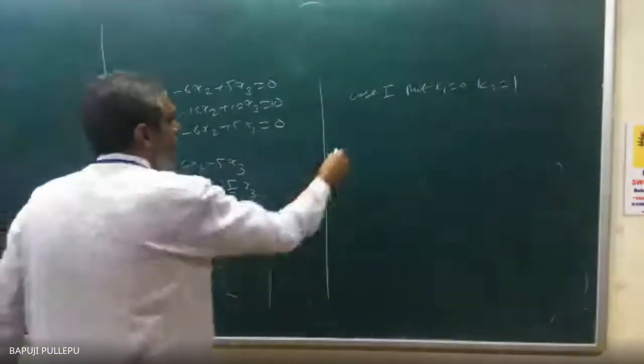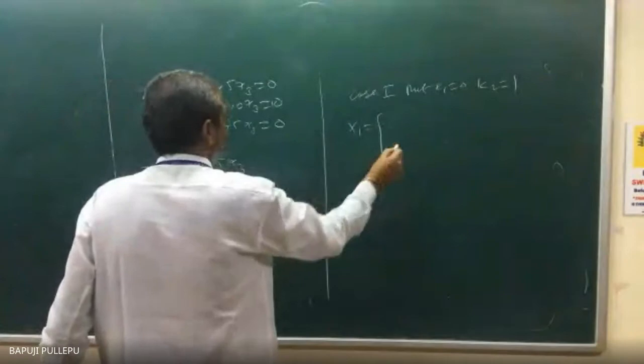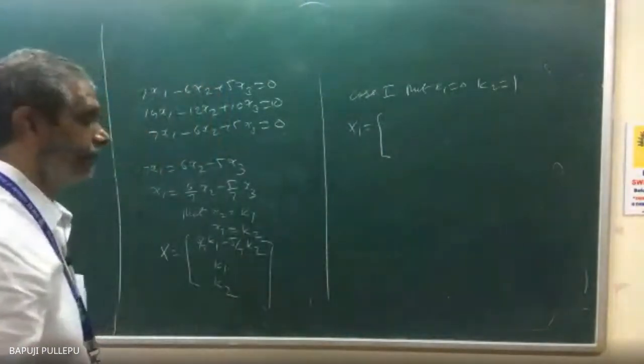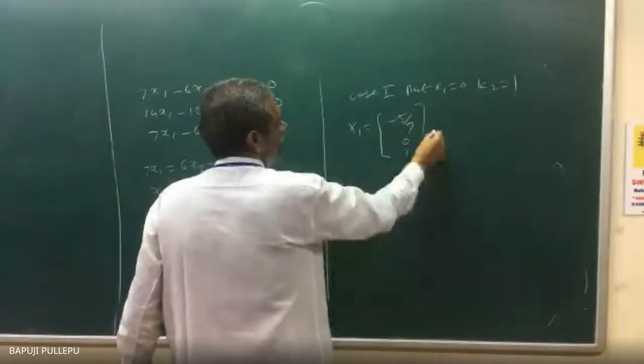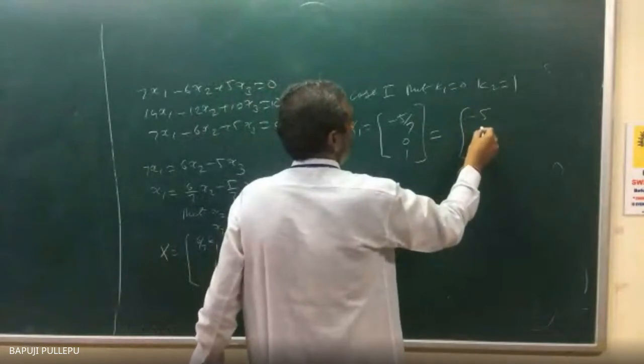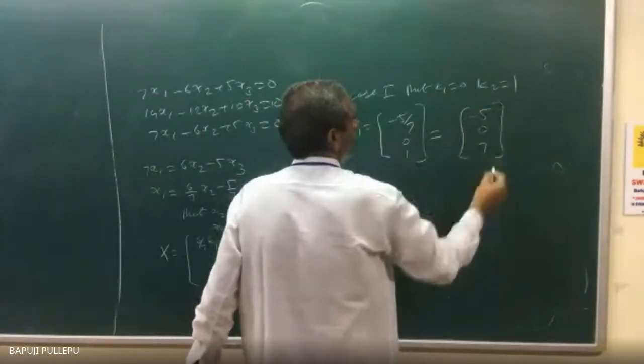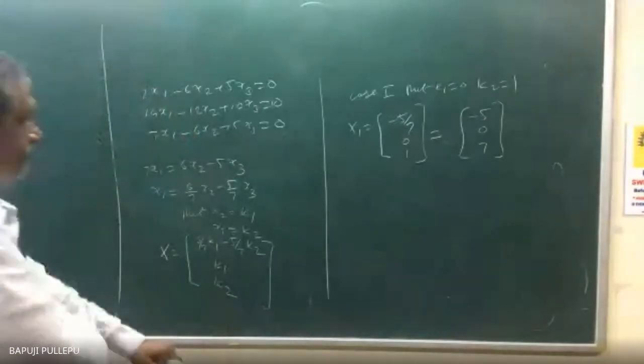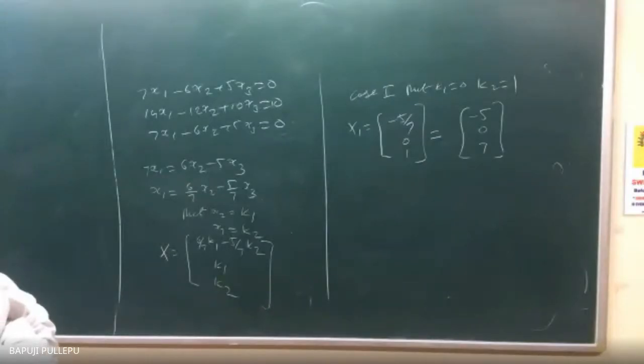Then tell me, what is my x1? Minus 5/7, 0 and 1. So minus 5 by 7, 0 and 1. Can I write this actually? Are you agree? Yes, sir. Are you agree or not? Yes, sir, and multiplying by 7.